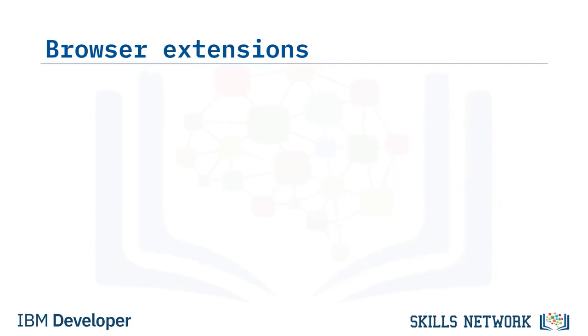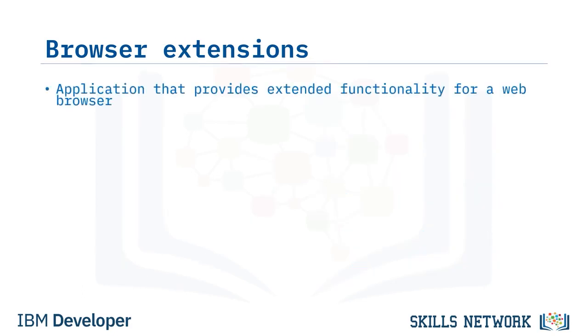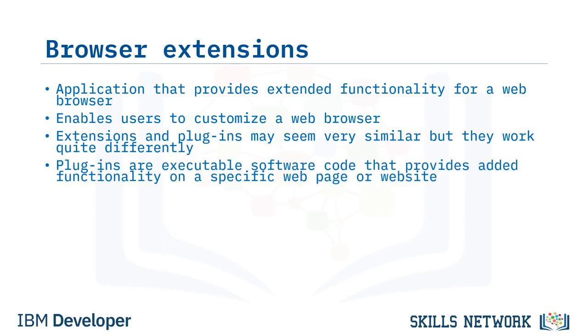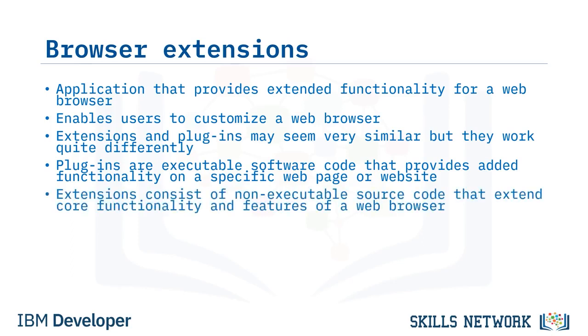A browser extension is an application that provides extended functionality for a web browser and allows users to customize their web browsers. Extensions and plugins may seem similar, and although they do provide seemingly similar benefits to a web browser, they actually work quite differently. A browser plugin is an executable piece of software code that gives you added functionality on a specific web page or website, whereas browser extensions typically consist of source code that is not executable, but they extend the core functionality and features of the web browser itself, hence the term extension.